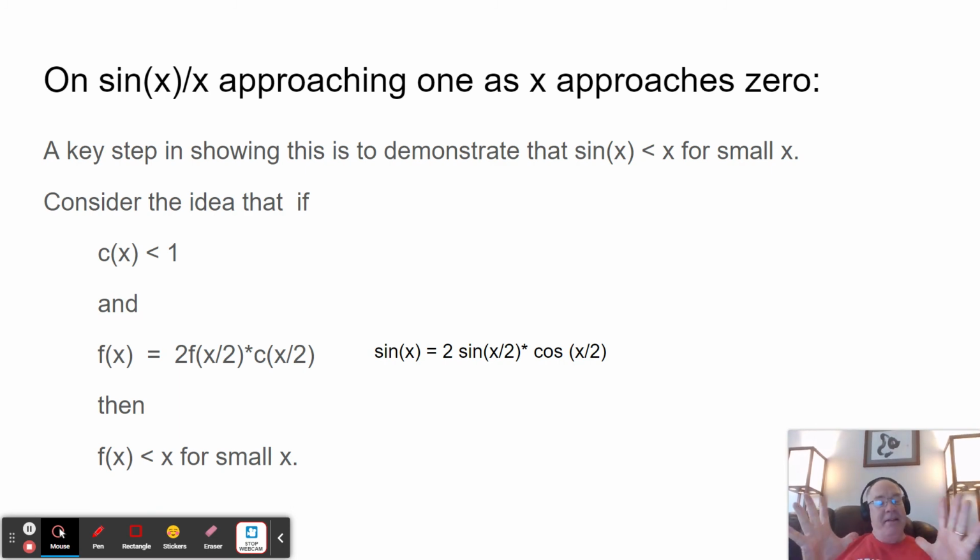So this is not a rigorous proof that sine of x over x approaches 1 as x approaches 0. But it illustrates the key concept of this relationship between the sine of x and x without relying on any geometric interpretation. It's just directly using a trigonometric identity. So there you go.